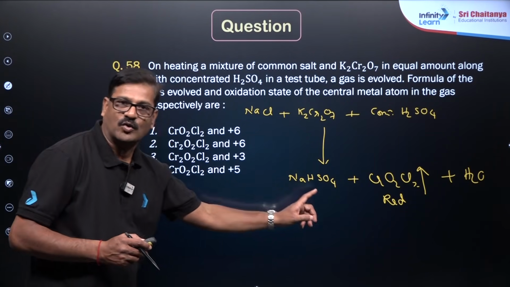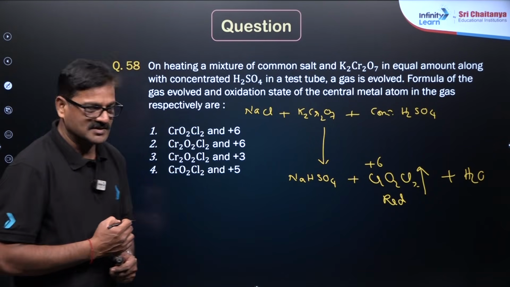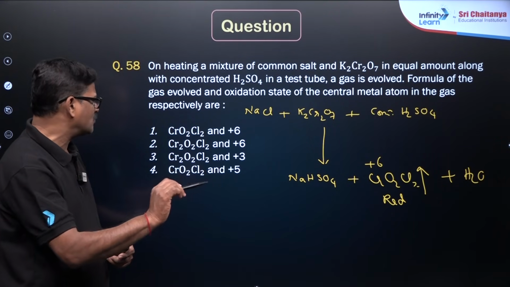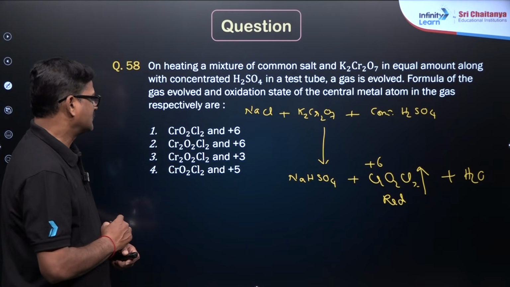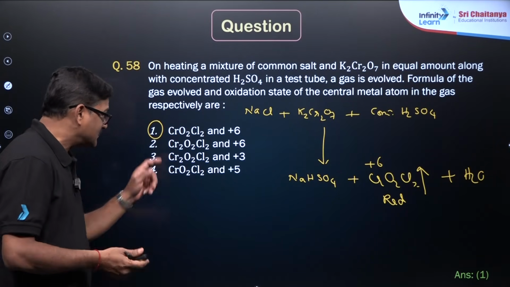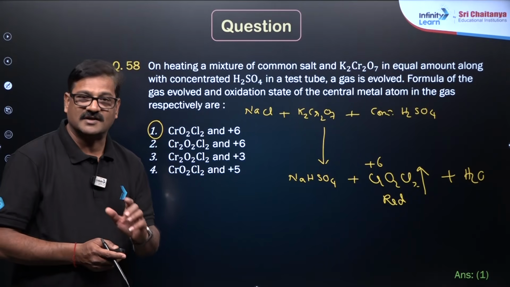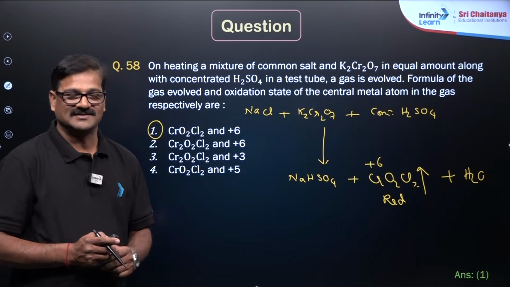It is chromyl chloride, and chromium is going to show +6 oxidation state. I want to say CrO2Cl2, and it is going to be +6 oxidation state. So, my answer for this question is going to be 1. Check it, it is a trap, but CrO2Cl2 is going to be chromyl chloride.